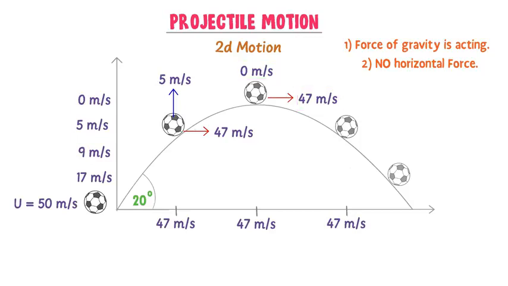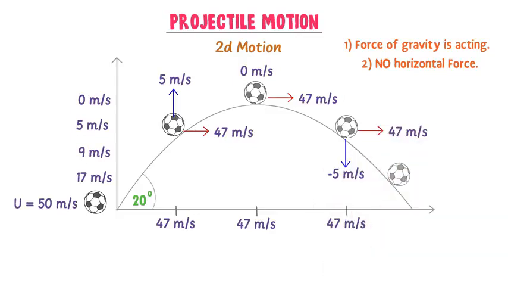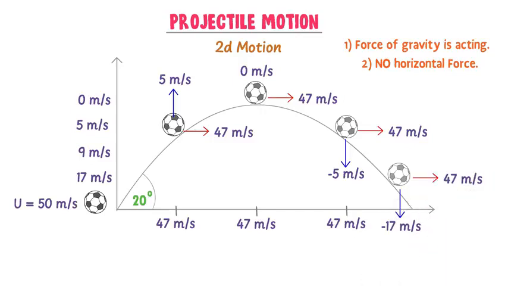Now the ball will start falling down. At this point, the vertical velocity of the ball is negative 5 meters per second and its horizontal velocity is 47 meters per second. And at this point, the vertical velocity of the ball is negative 17 meters per second and its horizontal velocity is 47 meters per second. Remember that the negative sign doesn't indicate a smaller value. It only indicates the opposite direction of the ball.